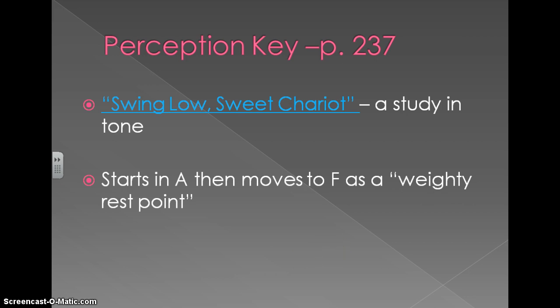All right, a perception key that we're going to take a quick look at is on page 236, and it uses the Negro spiritual song "Swing Low, Sweet Chariot," and it talks about how it moves from A to F. It says the tonal center of a composition in the key of F major is the tone F. It begins with the A and then goes to F, and they call it a weighty rest point. The melody is very tight, doesn't rise any higher than D or fall lower than C, so it's very easy to sing. What you'll hear in the recording is that when it goes to the verse it gets exuberant, and the pacing picks up, and instead of going from A to F, it's going to go from A to C, even though it will obviously use Fs in there too.